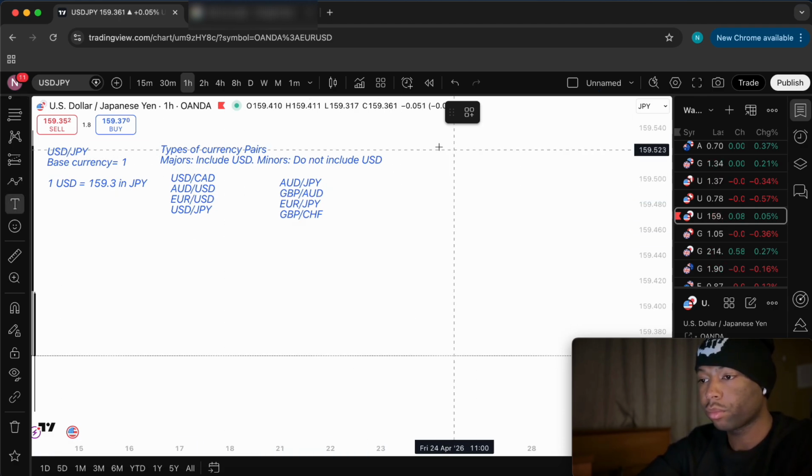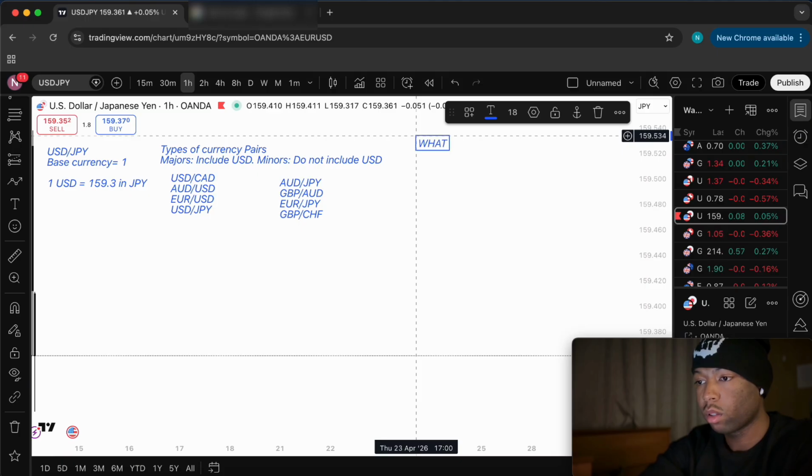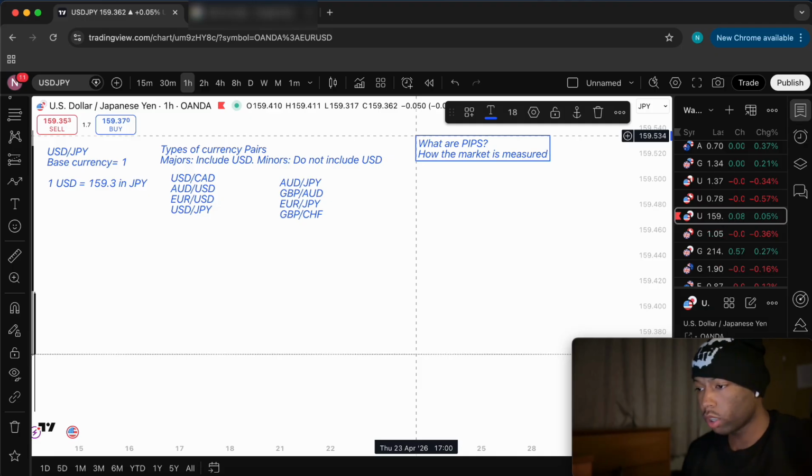Okay, and then we have what are pips. Okay, so all pips are just how the market is measured. Right, so we're measuring inches and feet, right? So if I was 5'1" and I jumped to 5'11" next week, right? In human measurements, that would be 10 inches, but in Forex measurements, that would be 10 pips.